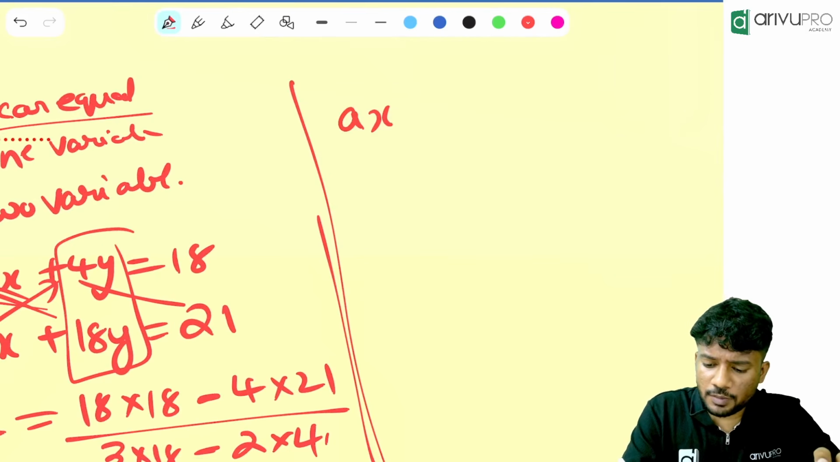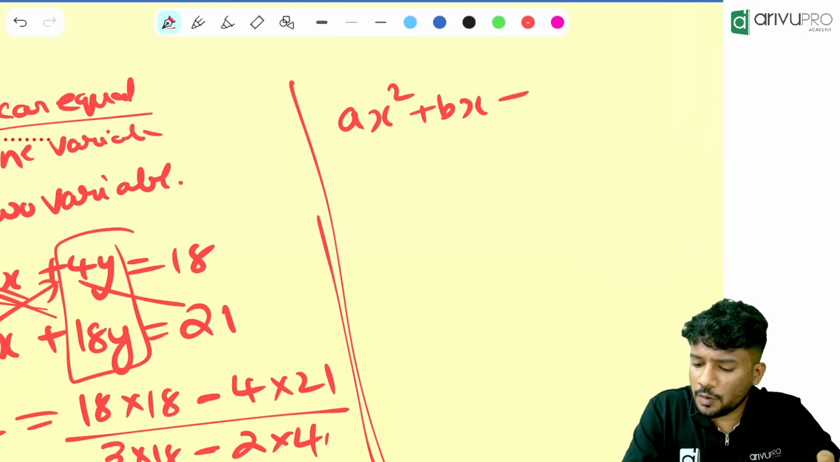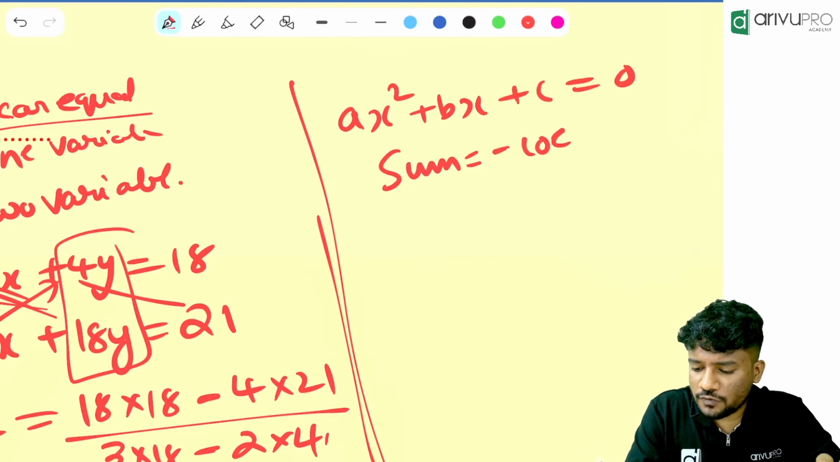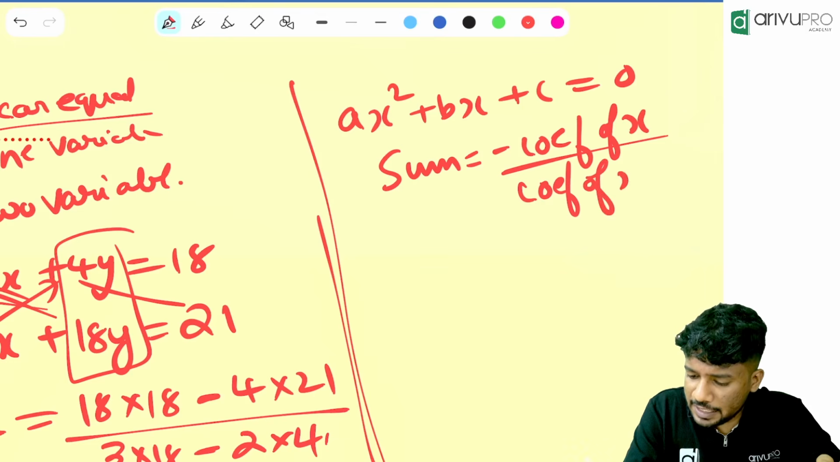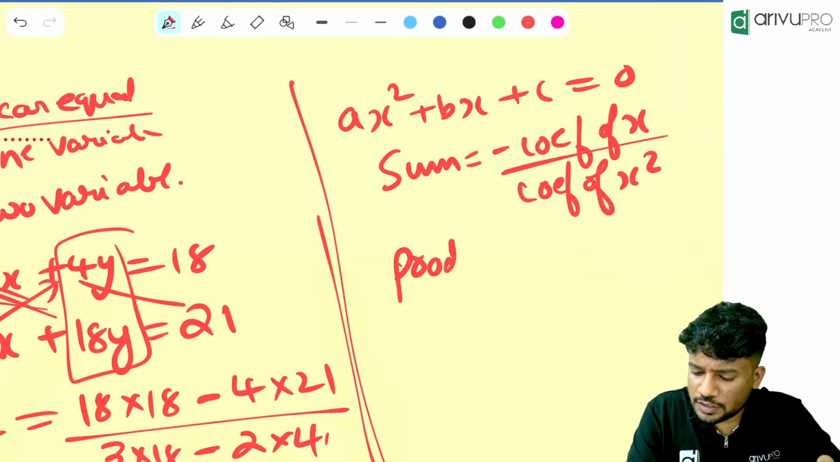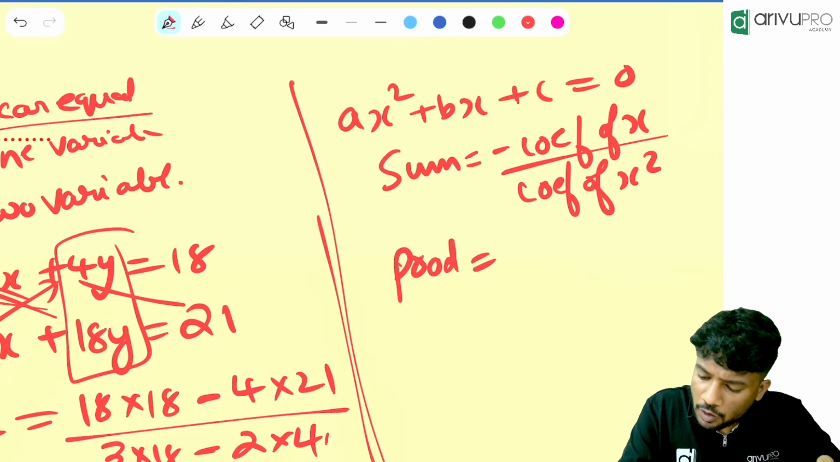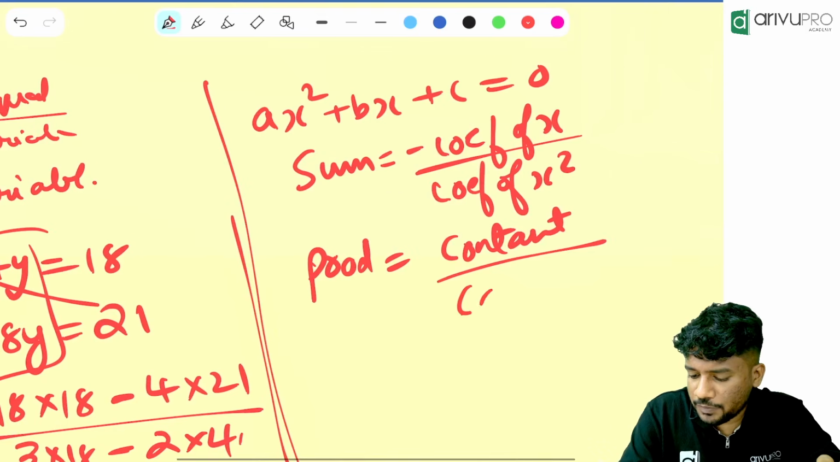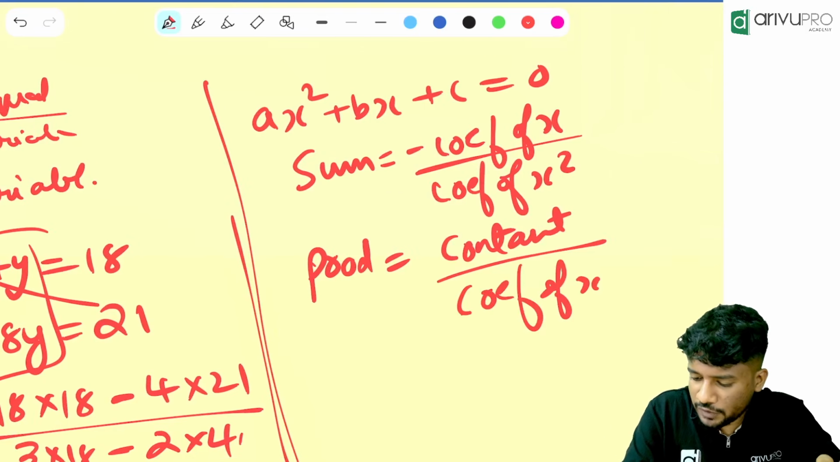Quadratic equation general formula is ax square plus bx plus c is equal to 0. Sum of the roots is minus coefficient of x divided by coefficient of x square. Then product of the roots is how much? That is nothing but the constant term divided by coefficient of x square. There is no minus there. Remember that.